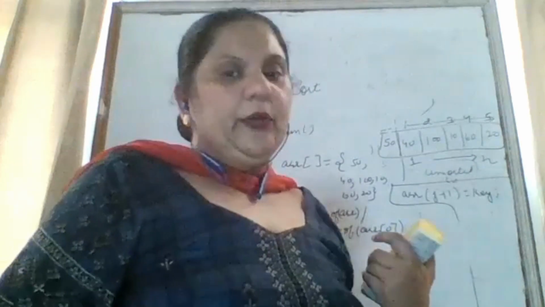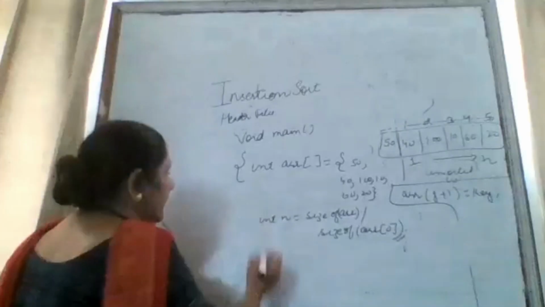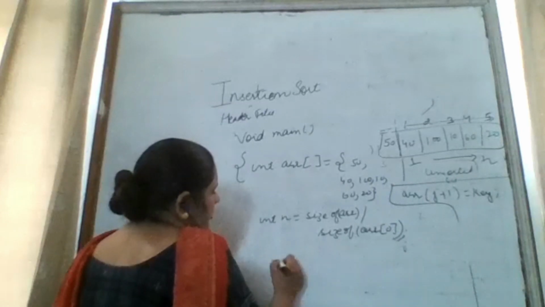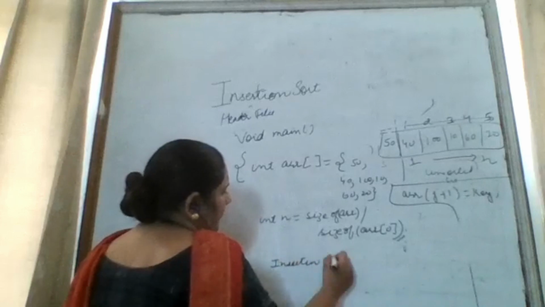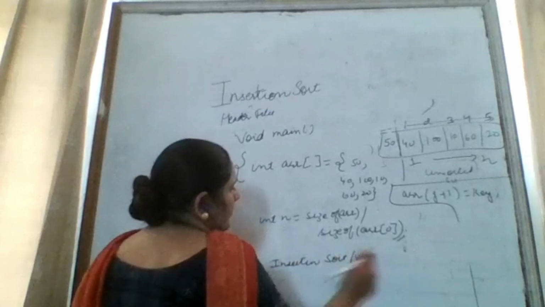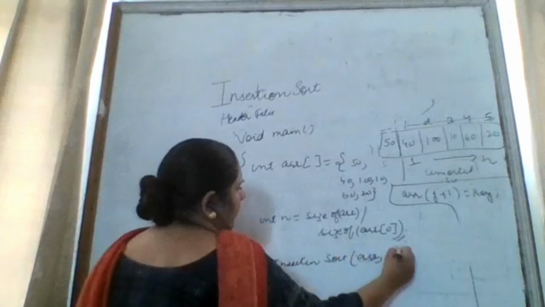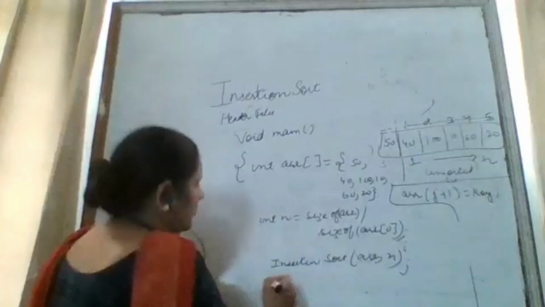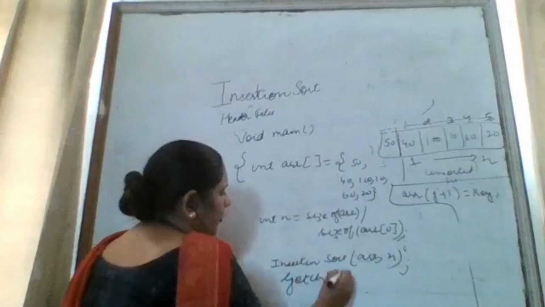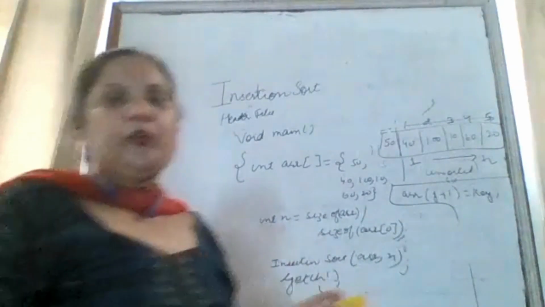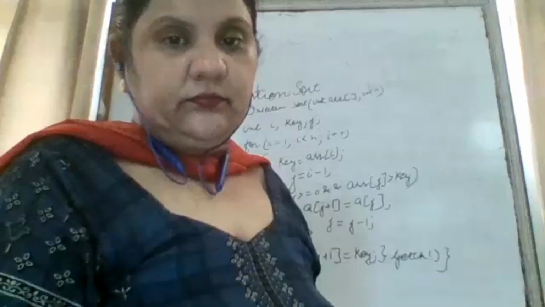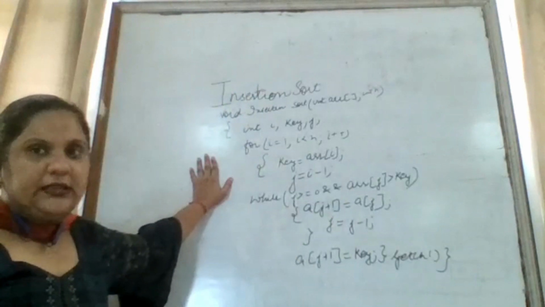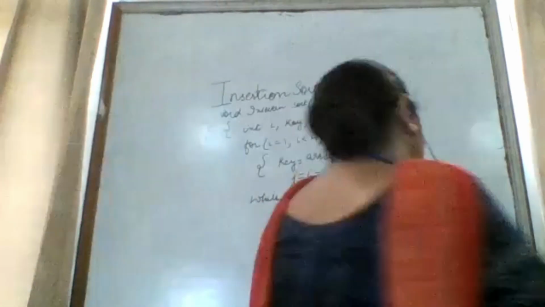Then you will pass this array and n to the function and make a function call. So insertion sort, pass the array comma n, and getch, and this main will be over. Fine. This is how you will write the code for it. See, this is the code that we are going to trace. So let us trace it. Then we will do that.